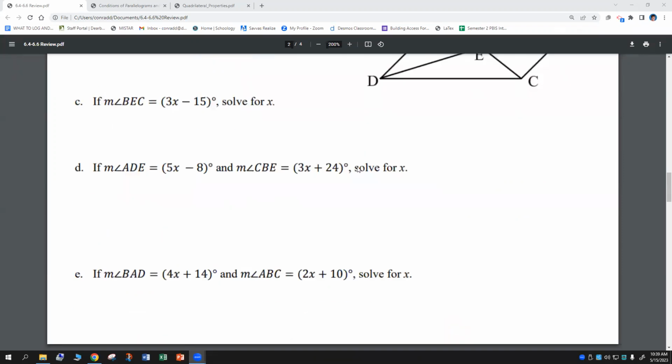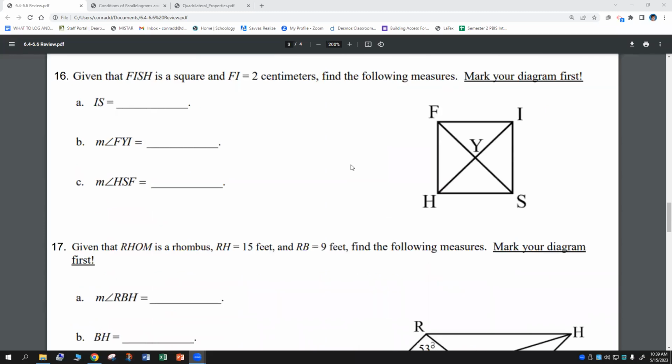All right, let's move to the back. So given quadrilateral FISH is a square, and FI is 2 centimeters. So FI here is 2 centimeters. Since it's a square, that means all of the sides are going to be 2 centimeters, right? Which means IS is going to equal 2 centimeters. All right, now we got to find the angle. Since it's a square, we know that all 4 angles are right angles. And since it's a rhombus, the diagonals bisect those angles. So all of those little ones here are going to be 45 degrees.